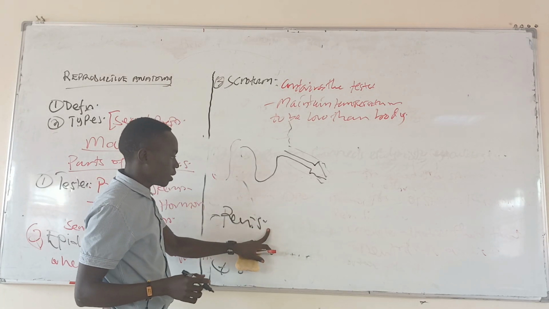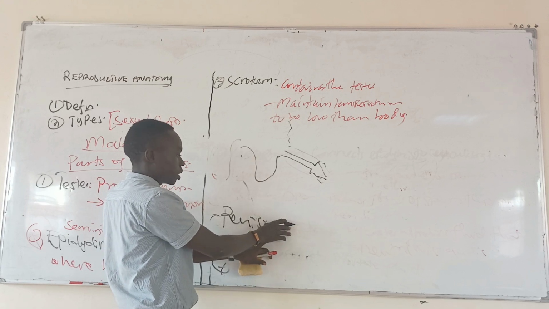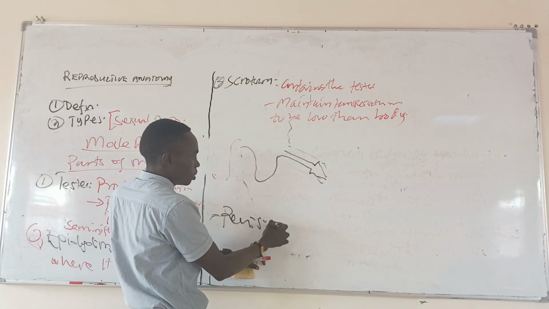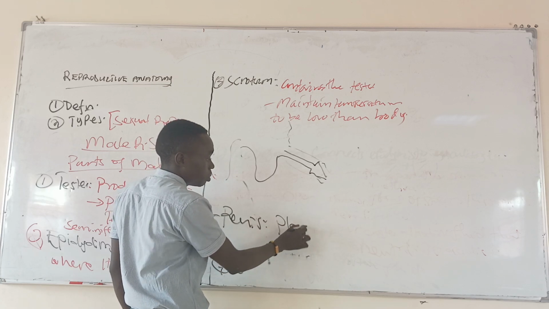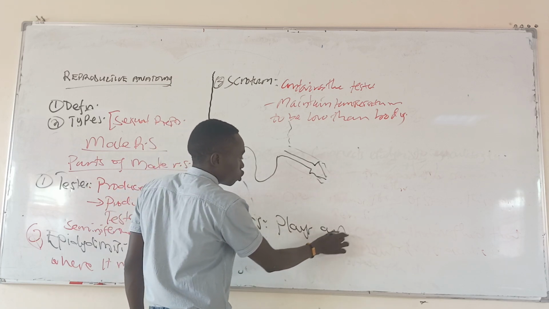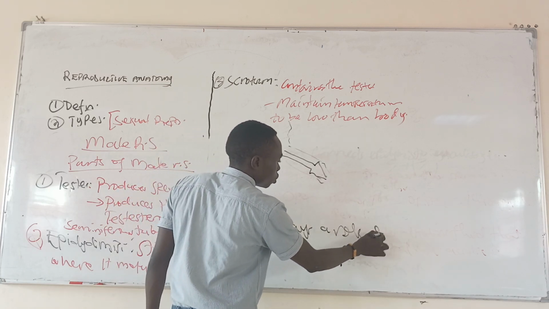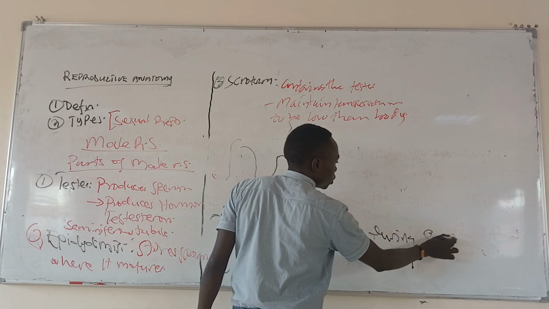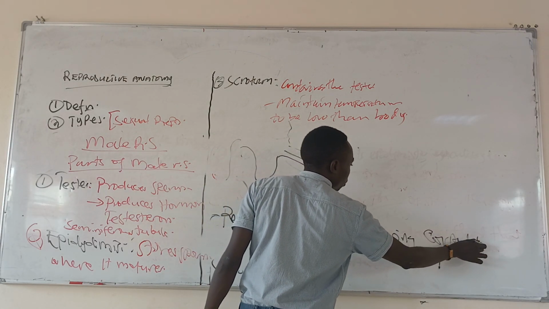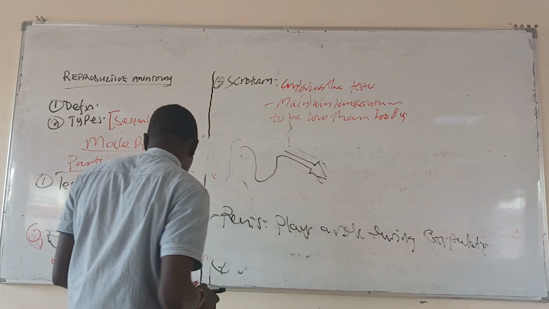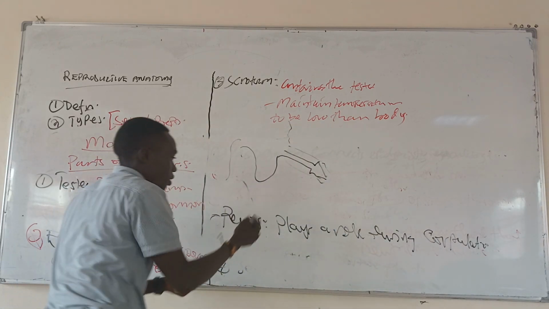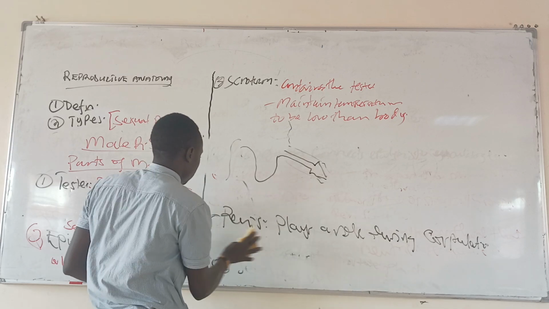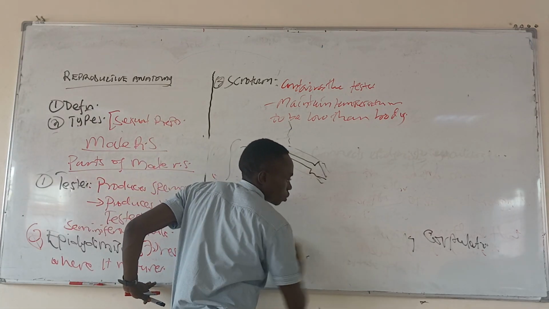This penis is a muscular structure which is made up of contractile tissues, which plays a role during copulation. So the one that is directly into the female reproductive system. So that's how we get the male reproductive system.